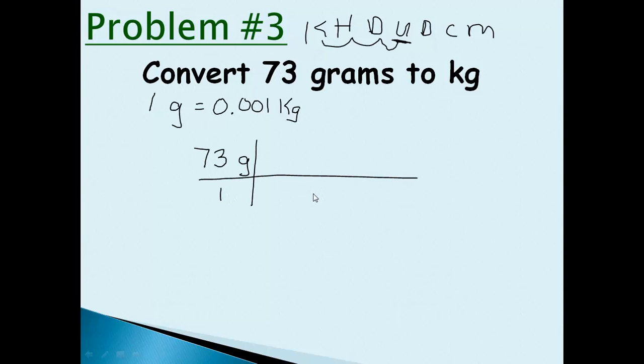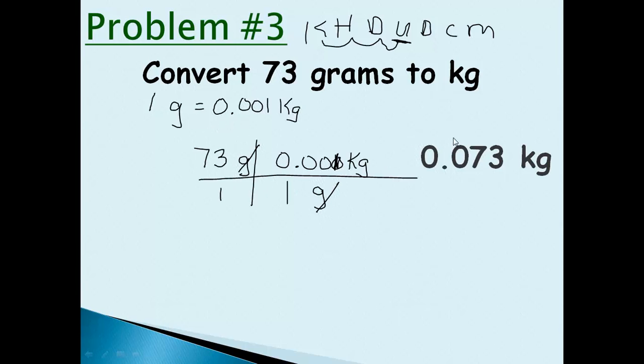What units go down here? We want units to cancel out, so grams go down here. So 1 gram, and then 0.001 kilograms. So our answer in this case is going to be 0.073 kilograms. Okay, our grams canceled. We multiply that. This is the answer we get.